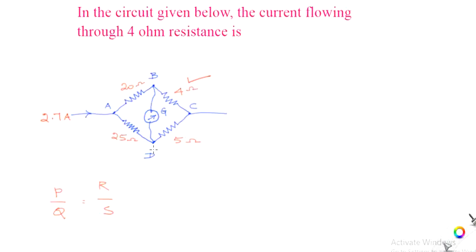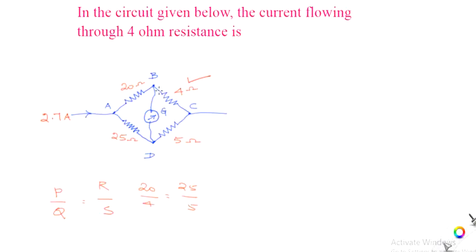Therefore, what do you get? 20 by 4, which is equal to 25 by 5. That means this is 5, this is 5. That means the bridge is said to be balanced. That means there is no current through the galvanometer.